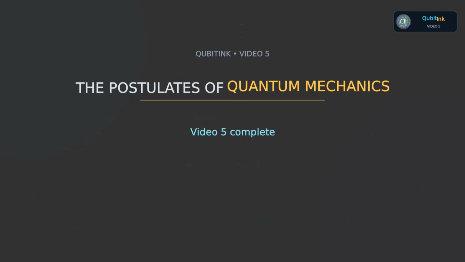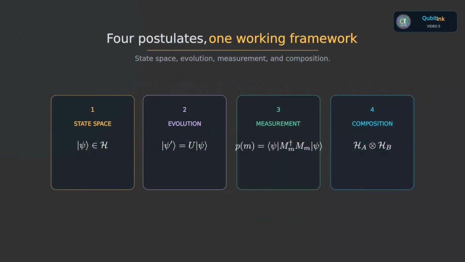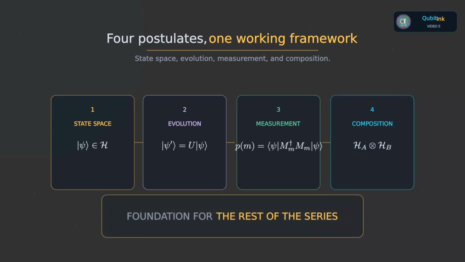And that brings us to the end of video 5. We now have the 4 postulates of quantum mechanics as one working framework. We know what a quantum state is and where it lives. We know how a closed state evolves. We know how measurement connects that state to observable outcomes. And we know how separate quantum systems combine through tensor products. These are not isolated mathematical facts. Together, they form the foundation we will keep using throughout the rest of the series.